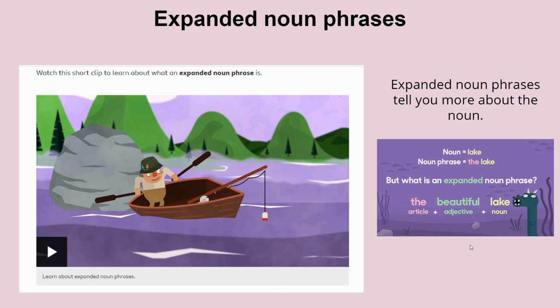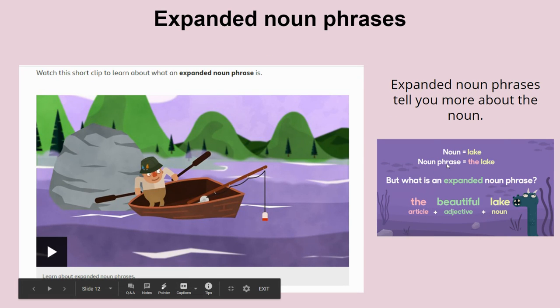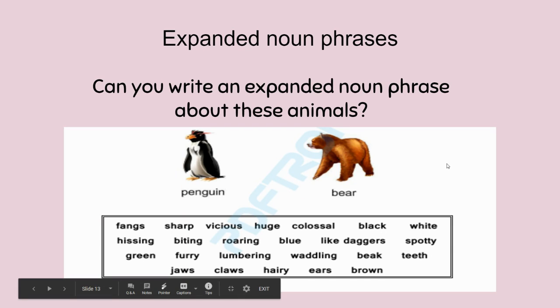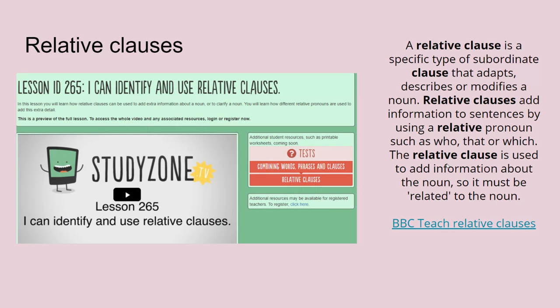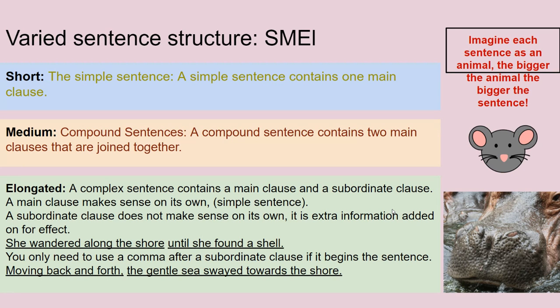You also then have video clips such as this and then little activities as well after it. So can you have a go at writing an expanded noun phrase about these animals? As we said, if you do have a go, pop it up on Class Dojo. We'd love to see. It then breaks it down as well. You have things like relative clauses, which again, you can have a go at little tests here on the Study Zone website, as well as BBC Teach provide you with some revision on relative clauses.